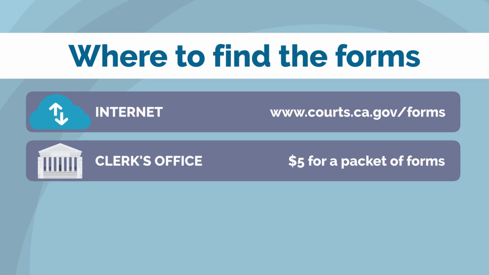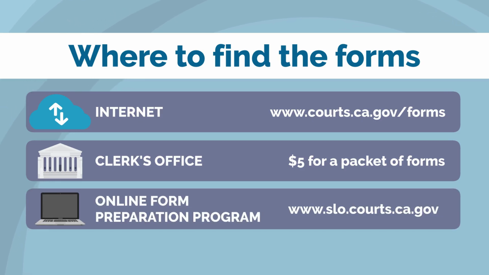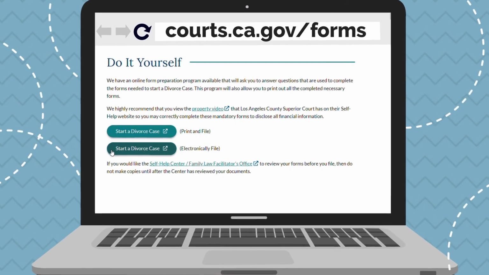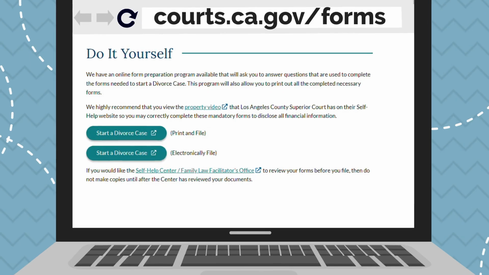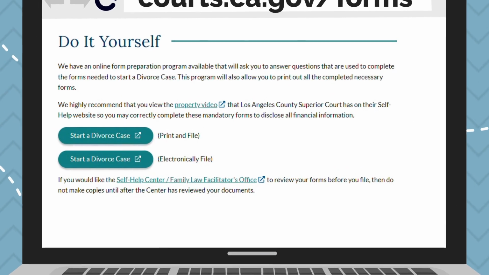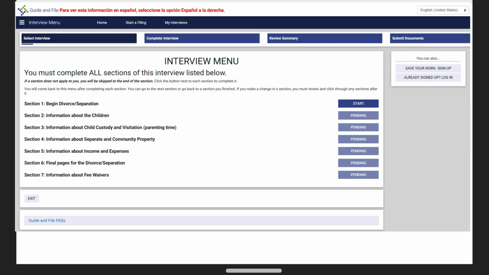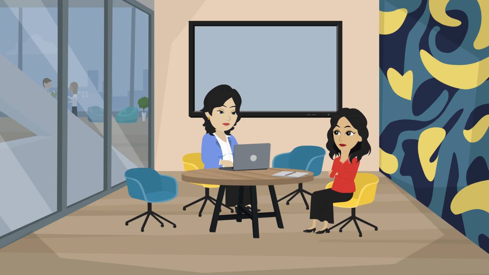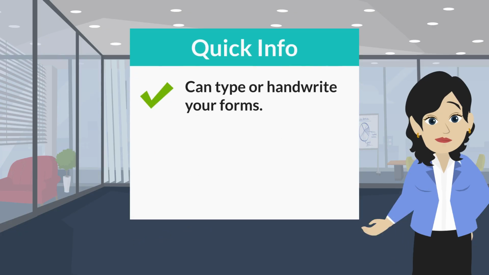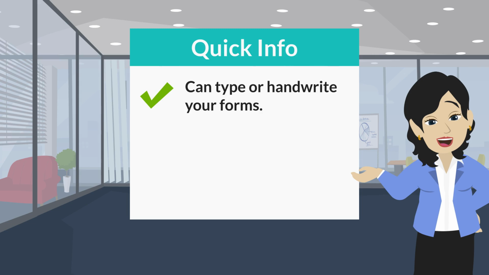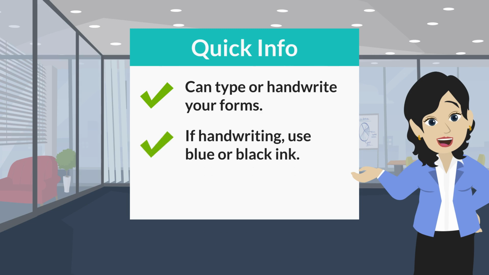The forms can also be completed using a free online form preparation program that can be found on the court's website. The program will ask you questions, and the answers that you provide will be used to complete the forms for you. This program can be used to create the original petition or to respond to the petition documents. After you complete the forms, we highly recommend that you schedule a document review appointment with the Self-Help Center so we can review your drafts before you file them with the court. You may type or handwrite your forms. If you choose to fill them out by hand, you must use blue or black ink only.